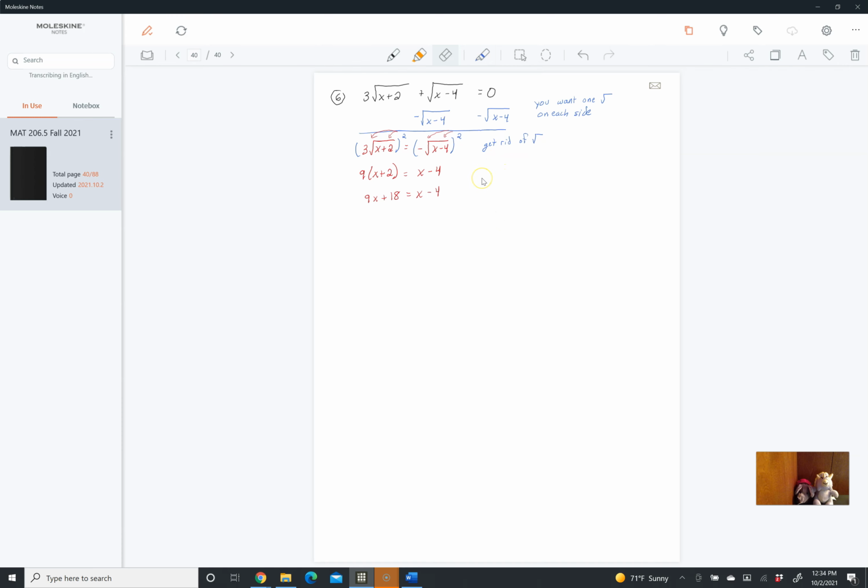So we got rid of the radical, and now we're going to solve for x. So we can subtract x and subtract 18 on both sides. Okay, the 18s will cancel, the x's will cancel, and what we are left with is 8x equals negative 22. Divide both sides by 8. And we get that x is equal to negative 11 over 4.